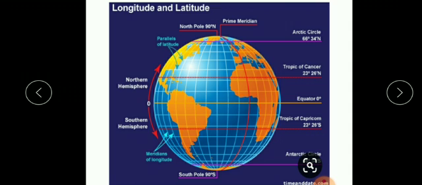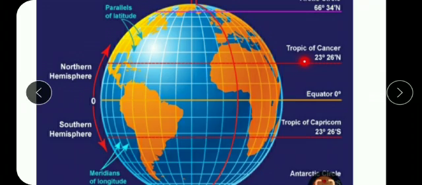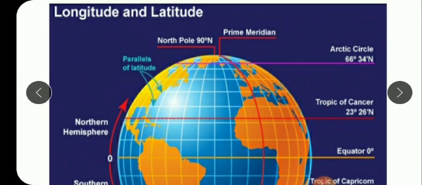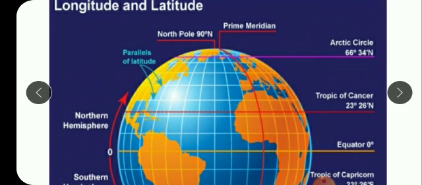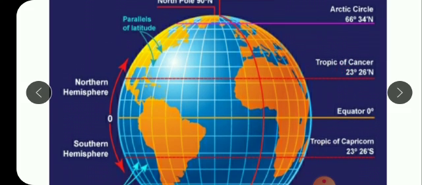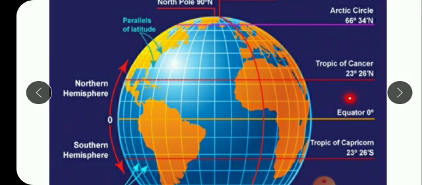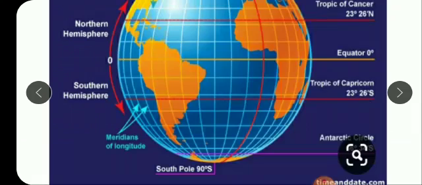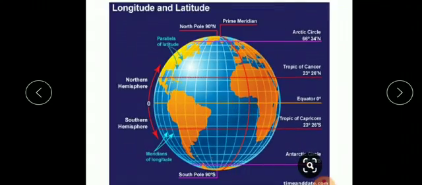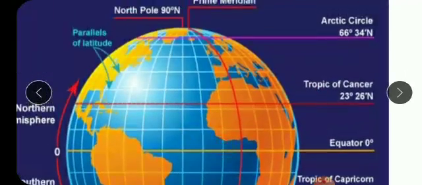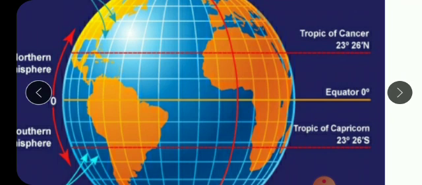So let's continue. If you remember in our lesson, we have studied something about the important parallels and meridians. So which are the important parallels that you see? Arctic Circle, Tropic of Cancer, Equator, Tropic of Capricorn, isn't it? And then the Antarctic Circle, isn't it? So these are the important parallels.